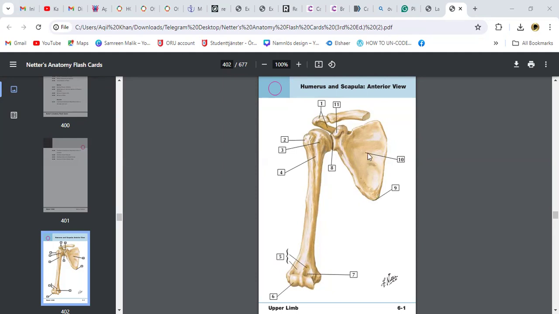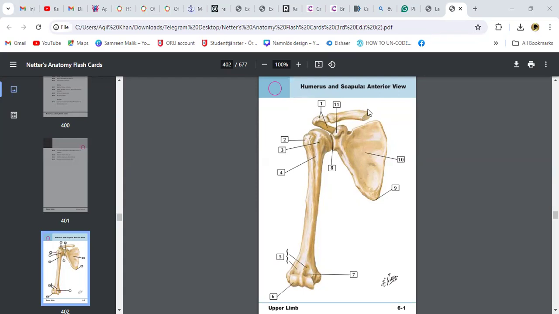Number ten, this one, is the subscapular fossa. What are the structures which are attached here? And number eleven is here, the coracoid process. So what about the clavicle? What is the most common thing about the clavicle? You have to tell me.